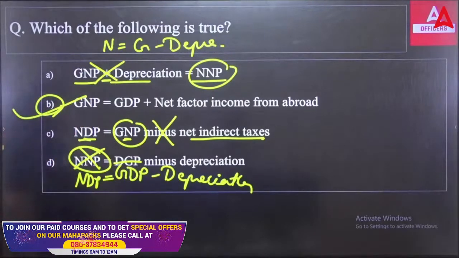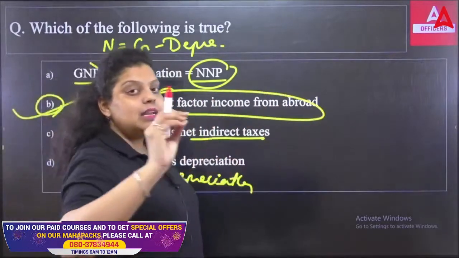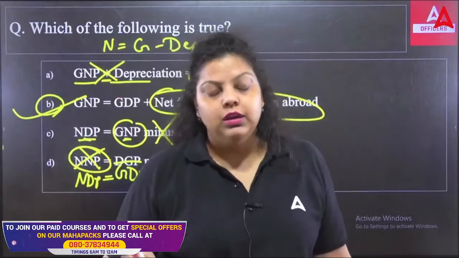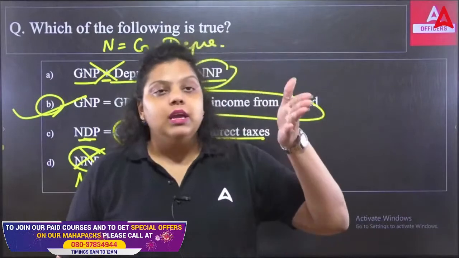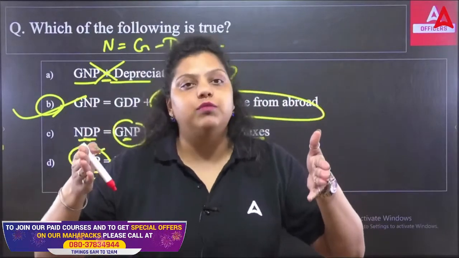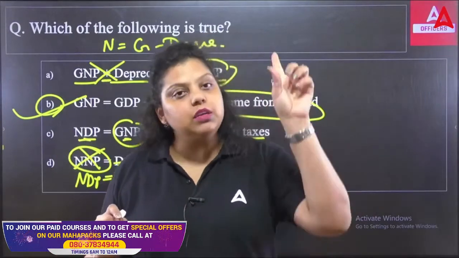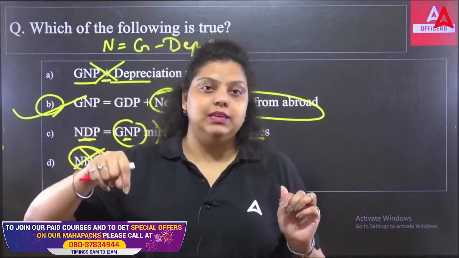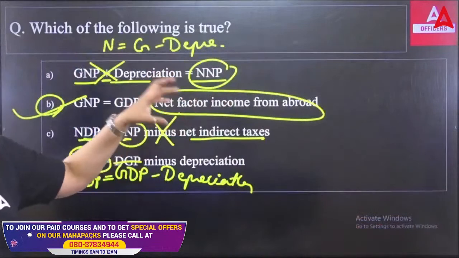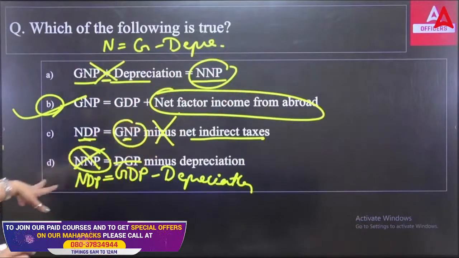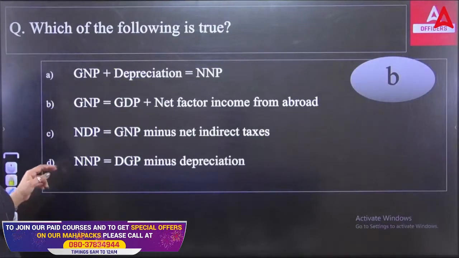GNP equals GDP plus net factor income from abroad. Now, what does net factor income from abroad mean? Simply the earning that you are having from foreign countries. Net factor income from abroad or foreign income from abroad, both are the same. How to calculate? Income of Indians abroad minus income of foreigners in India. It means simply you will be counting the money that has come to India from foreign sources. So the right answer will be option B: GNP equals GDP plus net factor income from abroad.